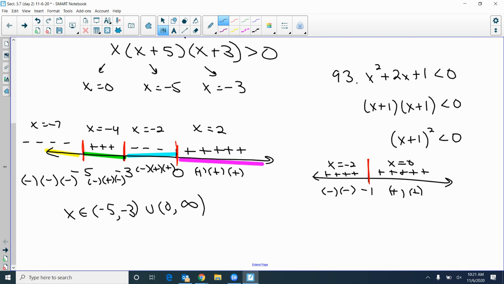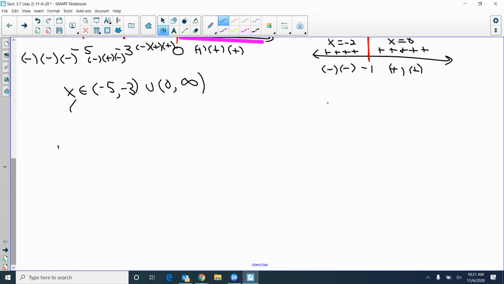Now, if you know what's going on with the picture, it should make sense, because that's a parabola that opens up and it hits at -1. That's the only x-intercept, so it should look like that. If you understand what the shape of the graph is in relation to the sign chart, it should all kind of come together for that.